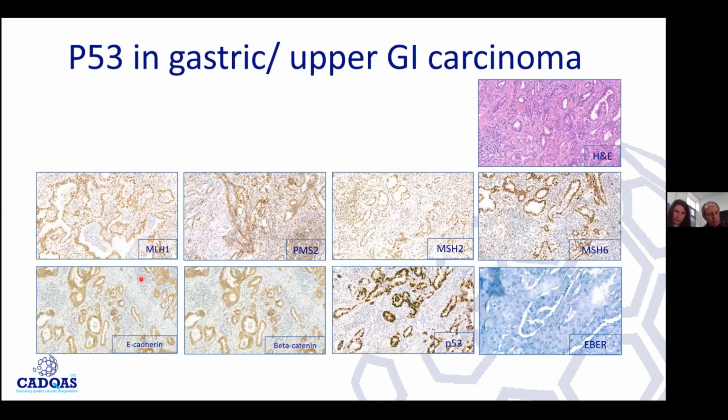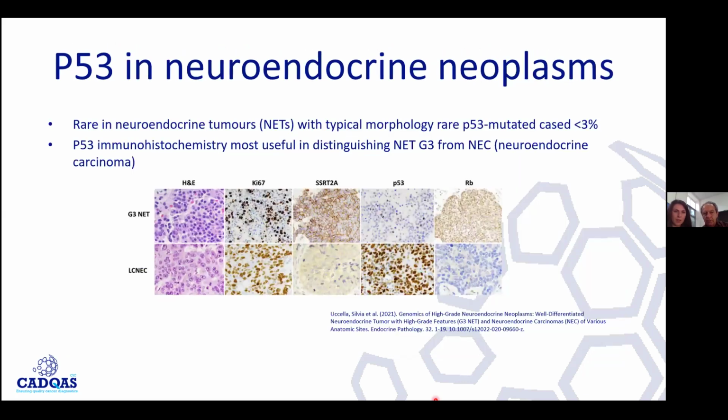If we go down this line, this case illustrates this. This is actually your case, and you've done all this. It is MMR proficient, positive for E-cadherin, beta-catenin, P53 mutated pattern. Again, makes sense. The rest is just tumor stroma. EBER was negative. So chromosomal instability, yes.